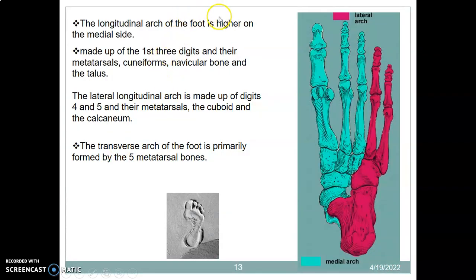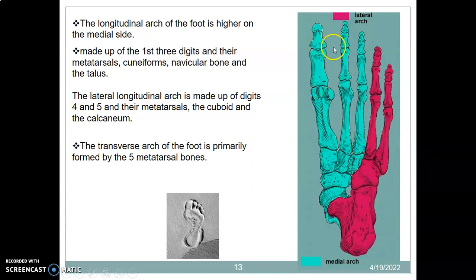So the longitudinal arc is usually higher on the medial side, and it's made up of the first 3 digits. So the digits plus the 3 cuneiforms, the navicular bone, and the talus form the longitudinal arc on the medial aspect. But we also have the lateral longitudinal arc that is made up of digits 4 and 5, with the metatarsals 4 and 5, plus the cuboid and the calcaneum. So those are the 2 longitudinal arcs.